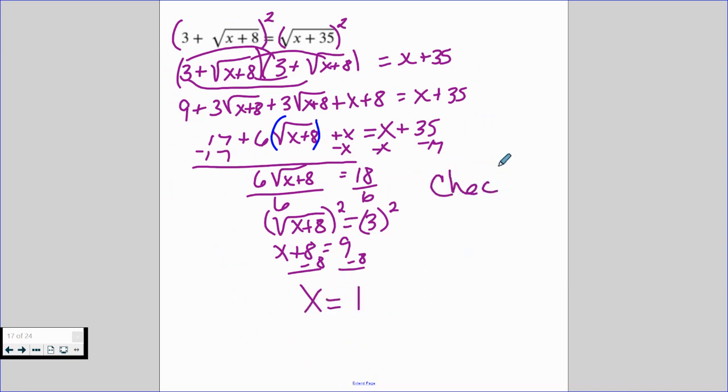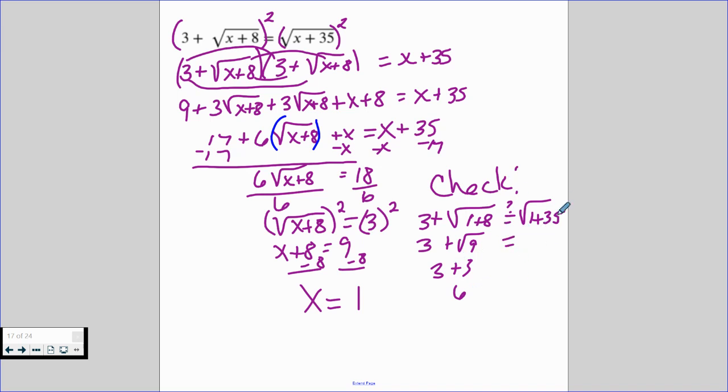Let's check and make sure our solution actually works in the original. Now 1 there. So 1 plus 8 will give us 9, square root of 9. And then we'll check the other side. So does that equal the square root of 1 plus 35? And then over here, we can go ahead and simplify this down. Square root of 36 is 6. So this one does work. That is our one solution for that.